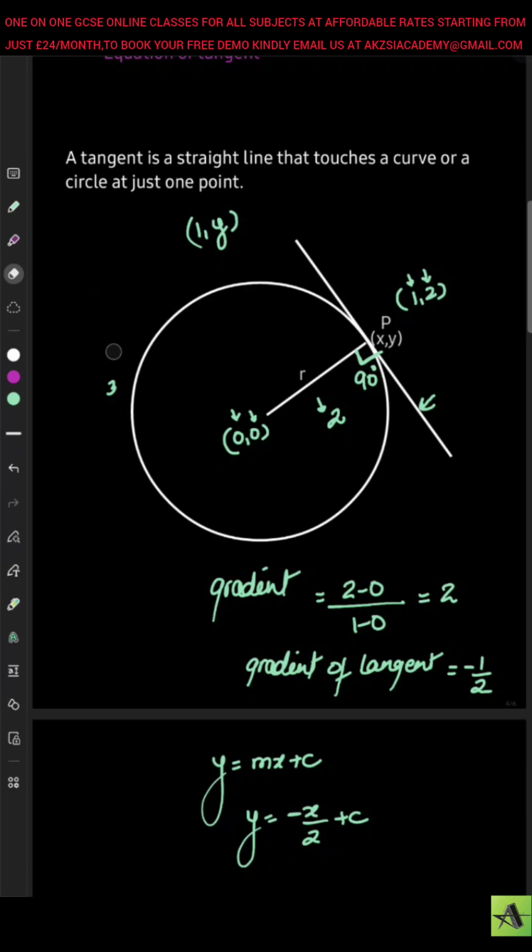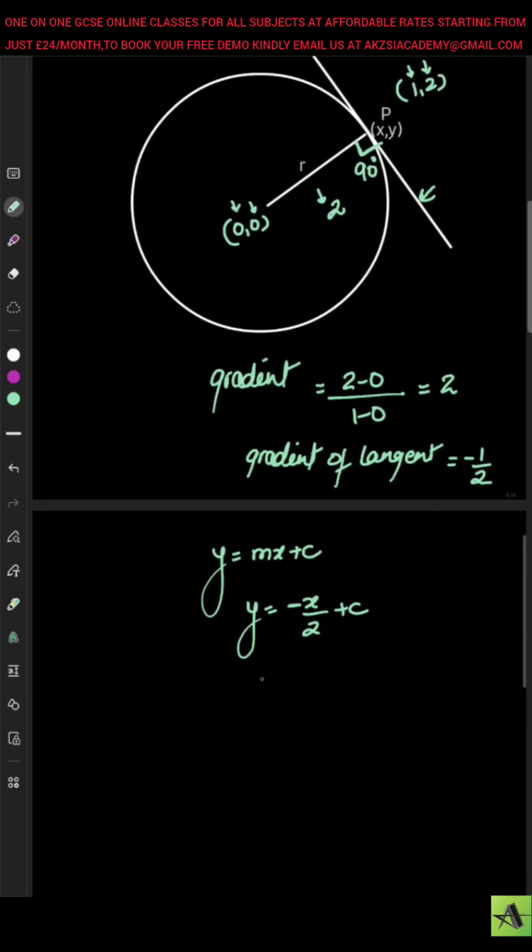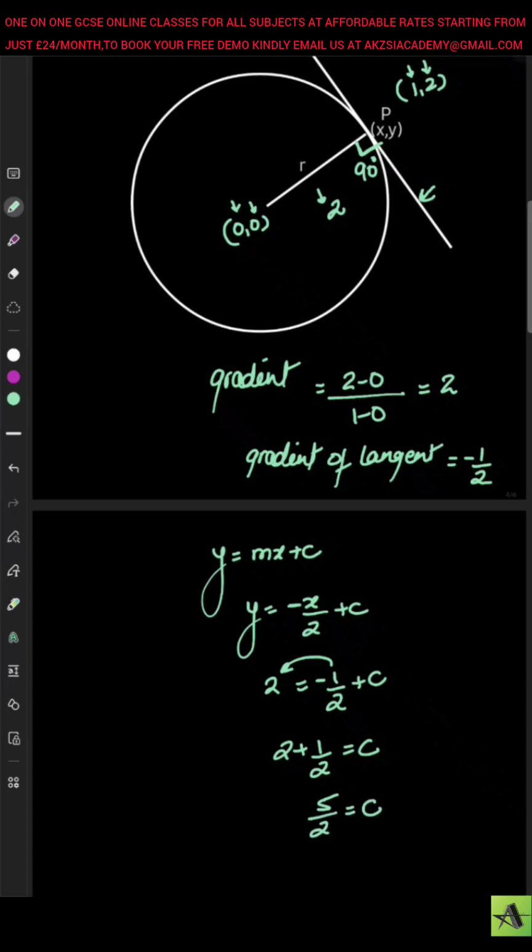Same I'm doing here. In order to find the value of c, I am substituting x and y here, where x is 1, y is 2. So x is 1, that will give me negative half, and y is 2. Bring it here, that will give me 2 plus half equals c, which is 5 over 2 equals c. And now my final equation will be y equals mx plus c, that is y equals minus x by 2 plus 5 by 2.